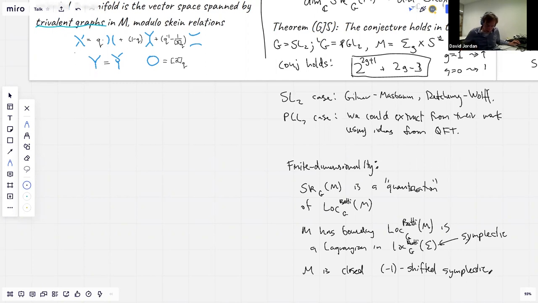So if you quantize a Lagrangian in the ordinary sense, then you would expect a really good control on its behavior as you vary Q. You would expect a sort of flatness.